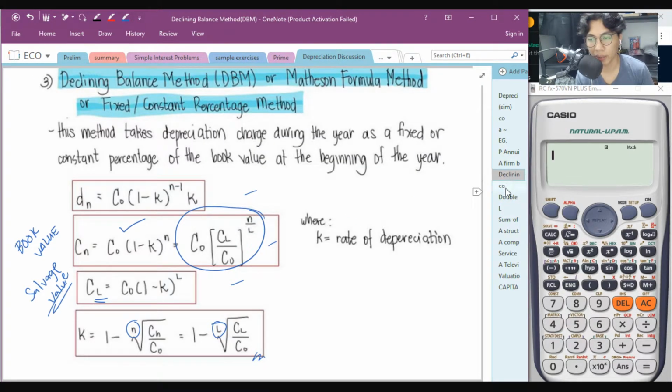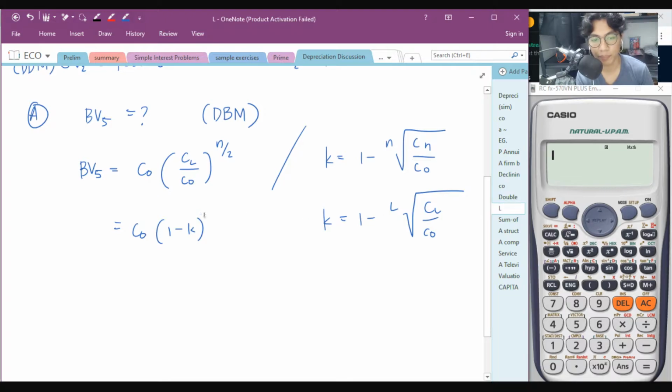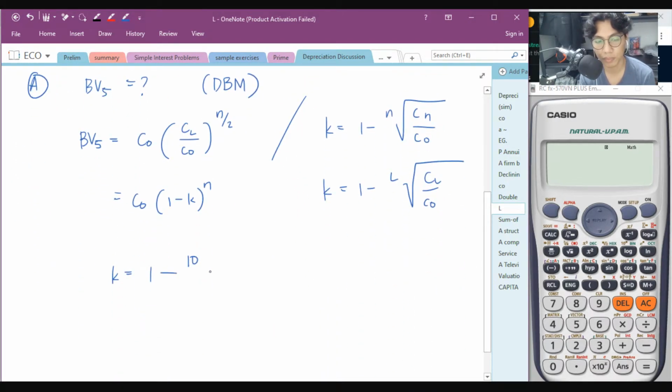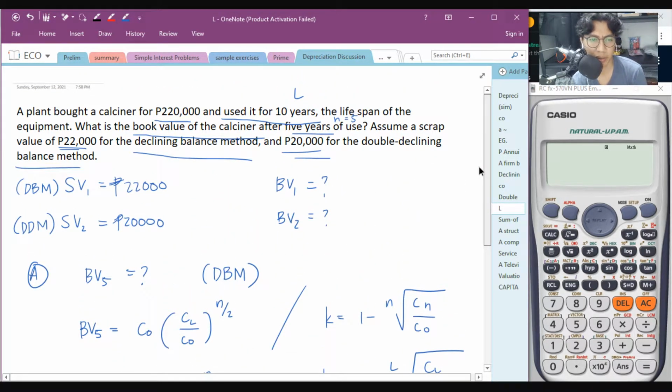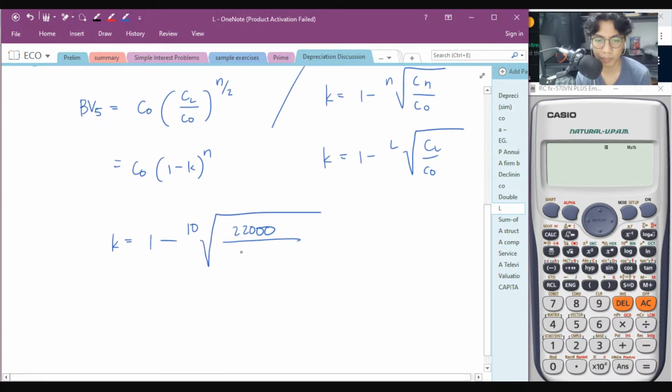Ayan, N. Pwede natin makuha yan. Check natin. Hanapin muna natin si K dyan. 1 minus L. Anong useful life niya? That is 10 years. Binigay ba yung scrap value? Yes, binigay sa declining balance. That is 22,000 pesos. Divided by the first cost. Ano yung first cost niya? 220.